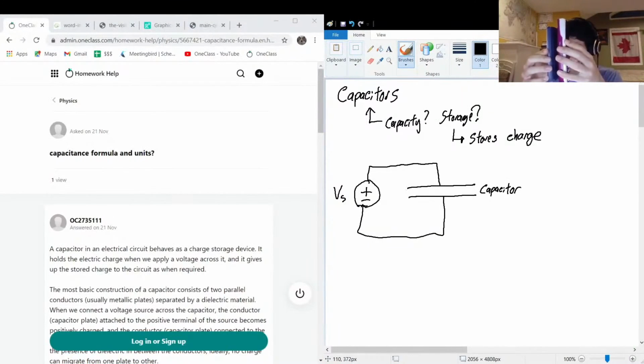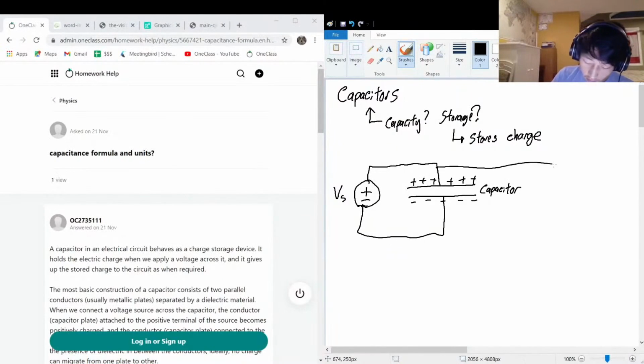They're very close together, and when you have a voltage across them, there will be some charge that accumulates on the individual plates. Let's say the blue calculator is the positive terminal and purple is the negative terminal. There would be a bunch of positive charges accumulating here and negative charges accumulating here, and there's going to be a potential difference between those plates. Across those plates we're going to have a voltage like this. So that could be V capacitor.